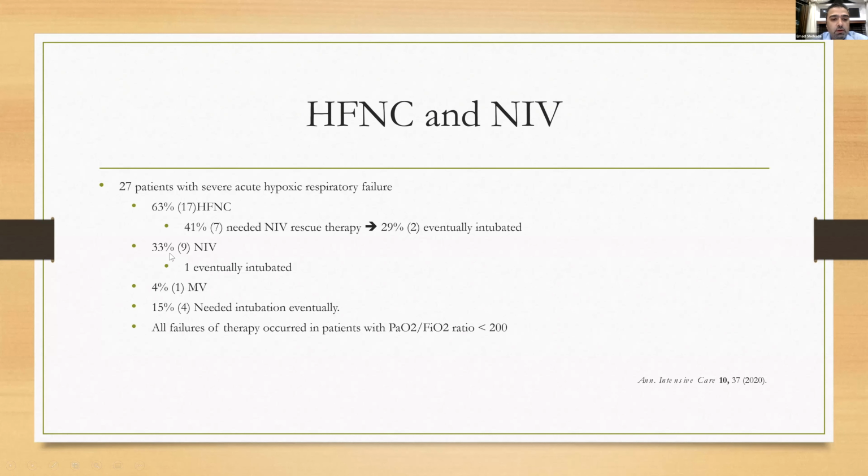And 9 patients were tried on non-invasive ventilation directly instead of high flow nasal cannula in the beginning. One of those 9 patients was eventually intubated, and only 1 patient went directly to mechanical ventilation. Overall, about 4 patients, or about 15% of them, required intubation. All the failures of using non-mechanical ventilation, basically high flow nasal cannula and non-invasive ventilation, were in patients with a PaO2 to FiO2 ratio of less than 200. So that's one of the things that can help you make a decision whether you want to try high flow nasal cannula and non-invasive ventilation prior to jumping directly to intubating the patient in these cases.